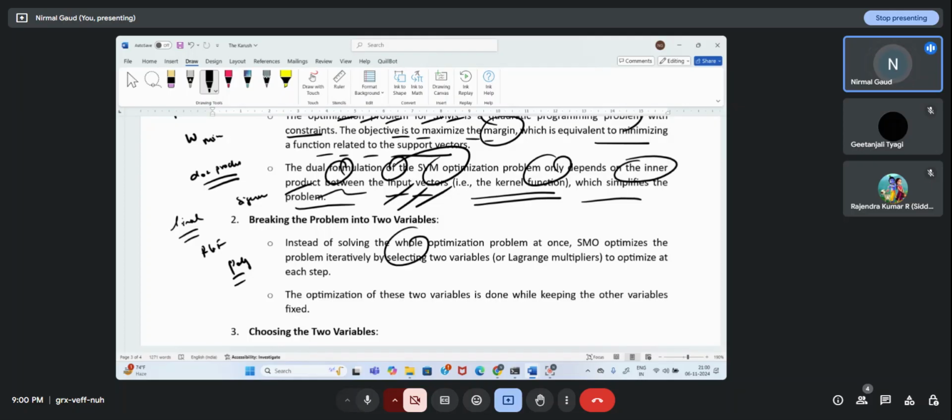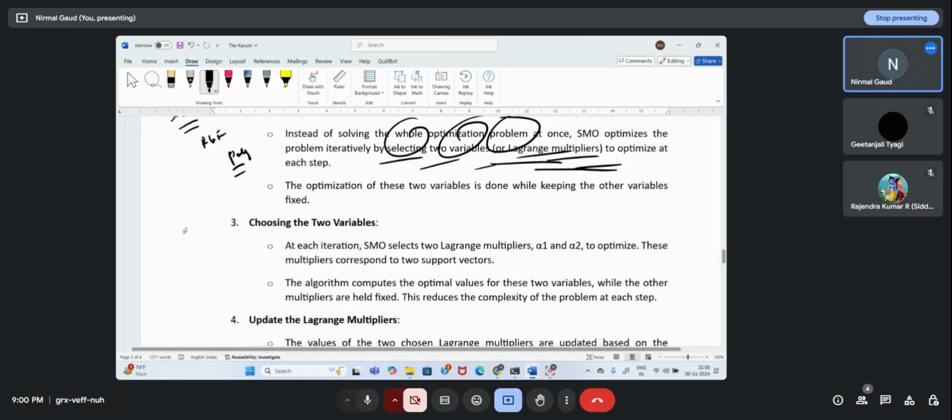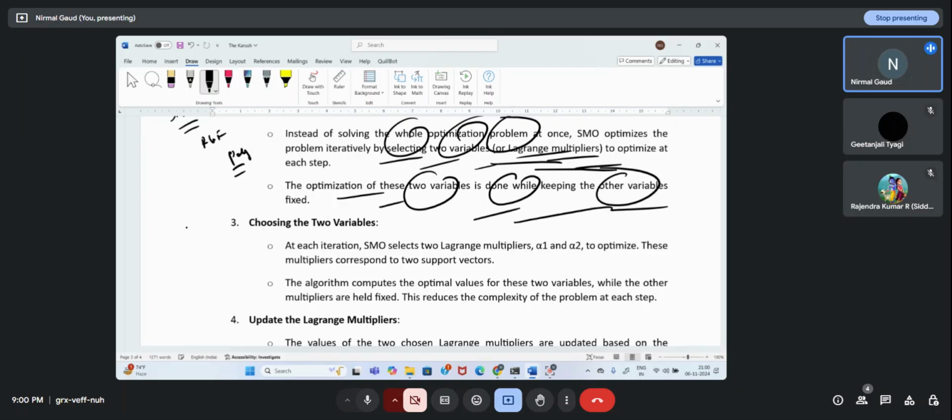And don't solve the complete problem. Divide the problem into two variables. That can be done by using Lagrange multiplier. That's why we are using Lagrange. Let's solve these two variables. Optimization of these two variables is done, keeping other variables fixed. Okay, just two variables for solution, the rest fixed constant. Then any other two, the rest constants. This is how you can solve.